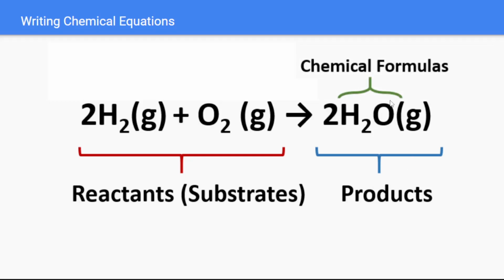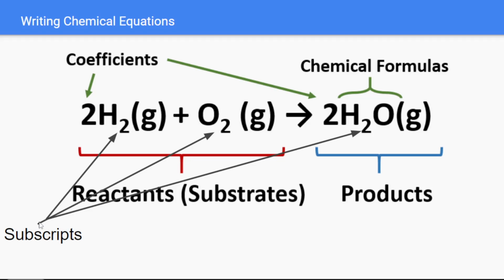We have the formulas, and that could be for a compound, but it could also be for elements. These are the formulas for hydrogen and oxygen. You have the big number, which is called the coefficient. This means that I have 2 H2s and I have 2 H2Os. There's nothing here, so that means 1. So 2 hydrogen, 1 oxygen, and then 2 H2O.